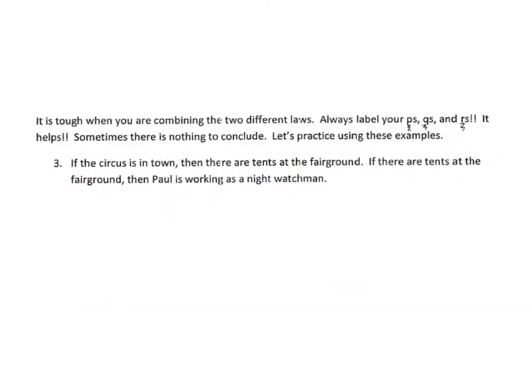Sometimes you can even combine the two different laws. And I would always label the P's, Q's, and R's. And sometimes there's nothing to conclude. Logically, you can't say anything. So let's practice. So if the circus is in town, this is new, so the first statement we call P, then there are tents at the fairground. That's Q. If there are tents at the fairground, so that was our Q, then Paul is working as a night watchman. We haven't read anything yet about Paul working as a night watchman, so that's R.